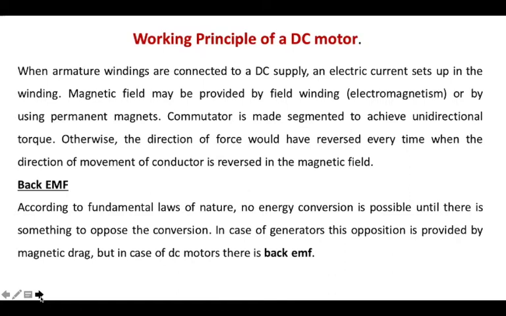Now, according to the fundamental laws of nature, no energy conversion is possible until there is something to oppose the conversion. So in the case of a generator, this opposition is provided by the magnetic drag, while in the case of DC motors, there is the back EMF.